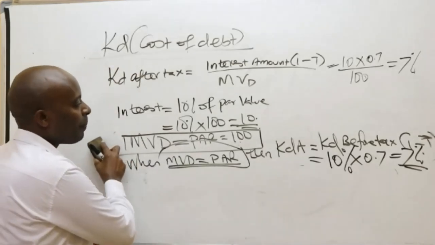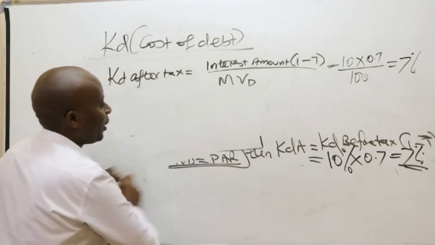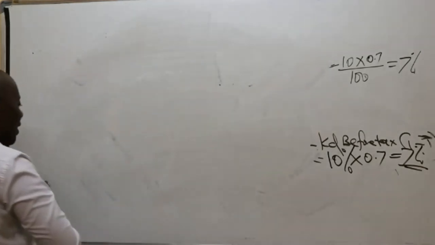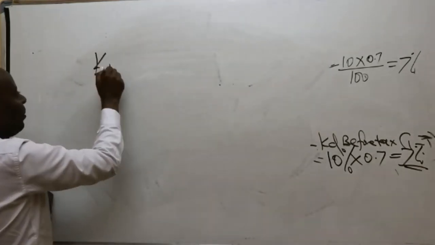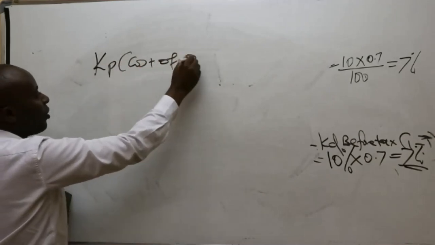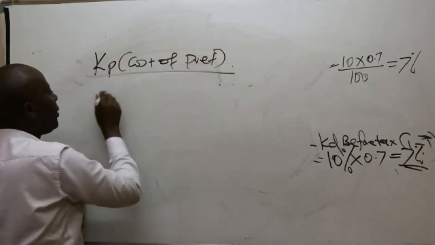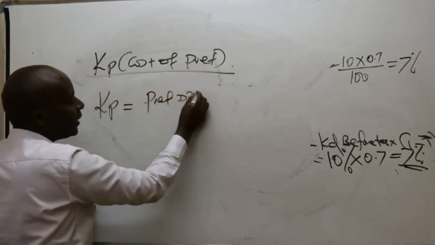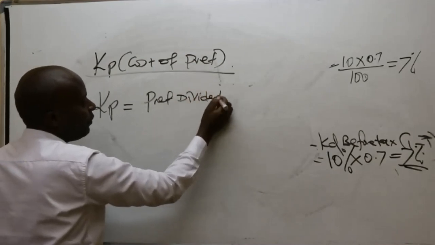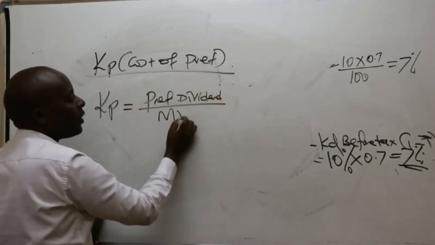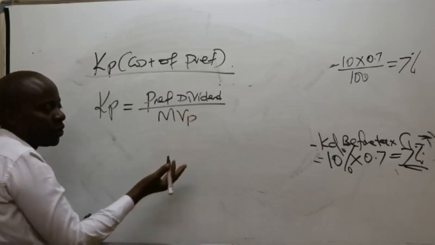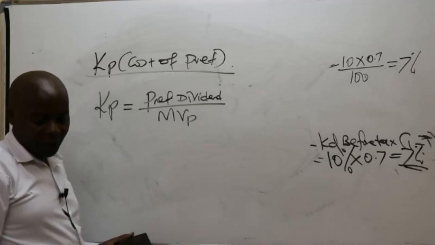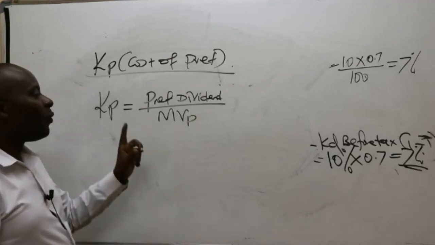Now, ladies and gentlemen, here we are. To get our Kp, cost of preference shares, what I'll need to do is to come and talk over preference dividends, the return that we will give to these particular people. We divide this by the market value of preference shares.